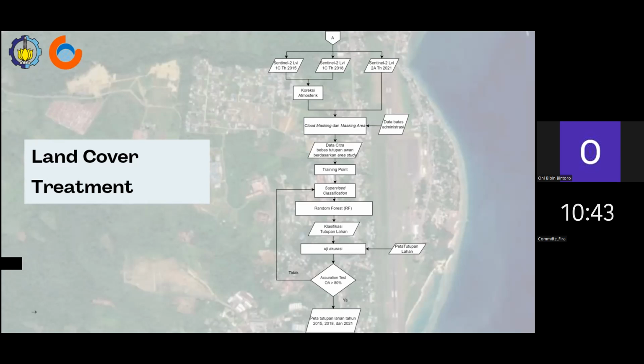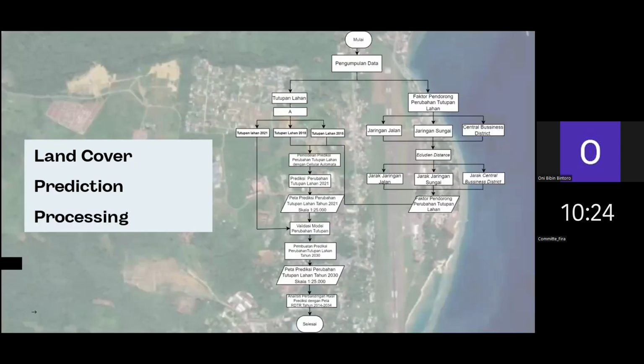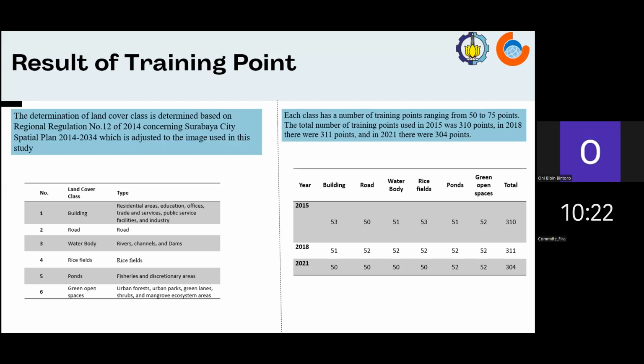Step 4, carry out classification using a supervised classification method using machine learning with the random forest algorithm. Step 5, after carrying out the classification, an accuracy test is carried out using a confusion matrix from the classification result, where the accuracy value will be displayed.